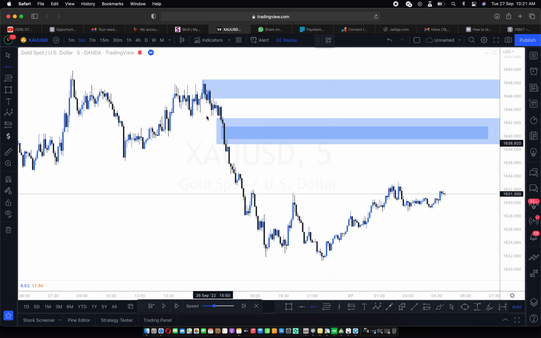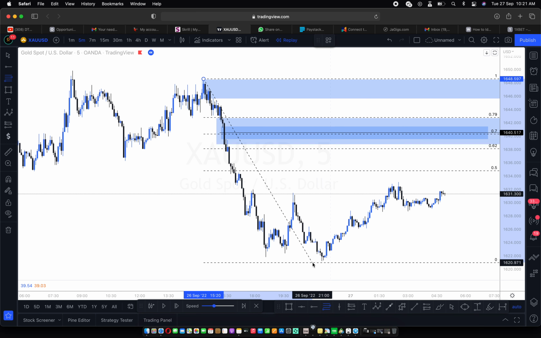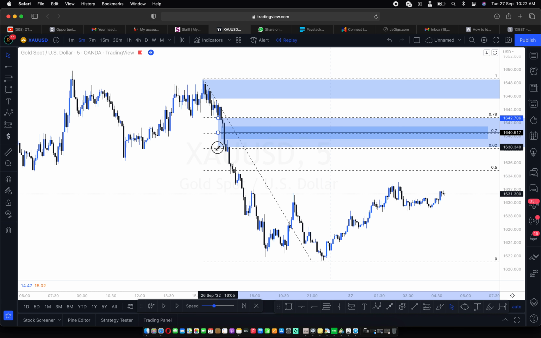So most of the times when I get a level like this and I see my fair value gap, I just mark the 50% of it. Just mark it down. And if you realize, it falls in line with the Fibonacci levels, 0.62, 0.7, and 0.79. So these levels confluence. This is serious confluence right here.